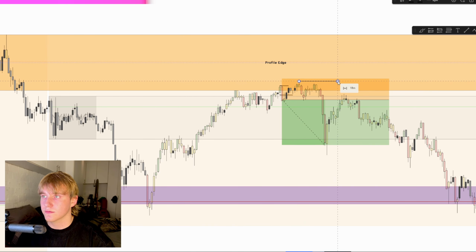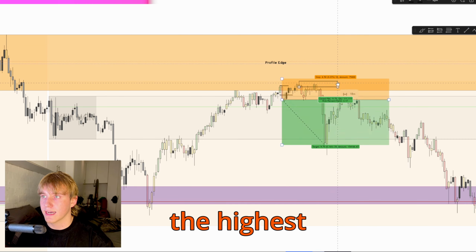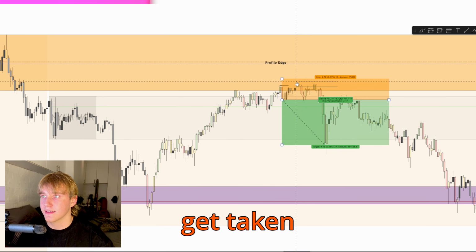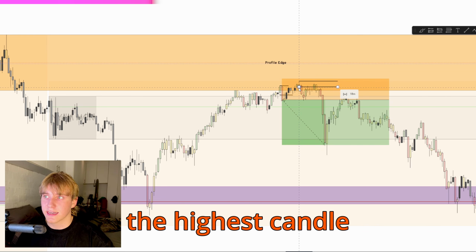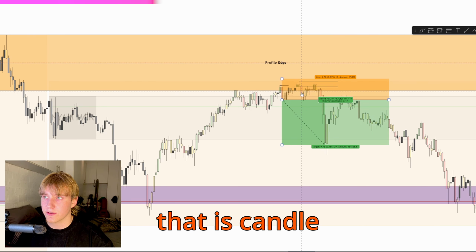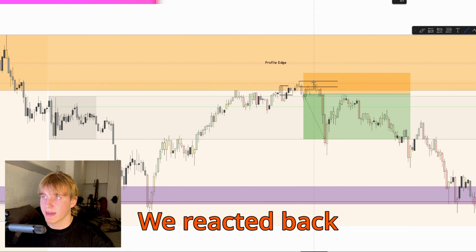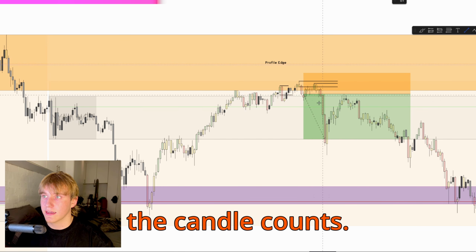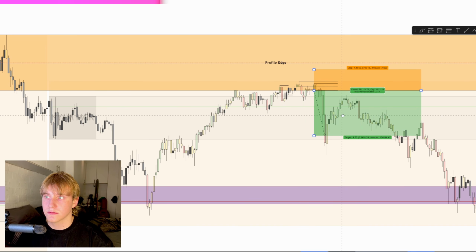Here's a candle count. A candle count is specifically just when price closes below the highest point before it gets taken out again. So this candle closed below the highest candle of this move. That is a candle count. You could have gone 18 ticks right there. We reacted back from that original 0 candle of the candle count, and you could have gone 18 ticks right here as well.